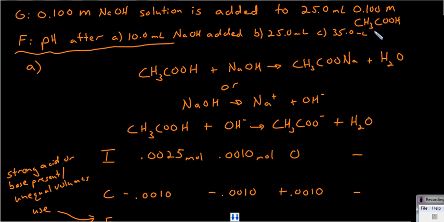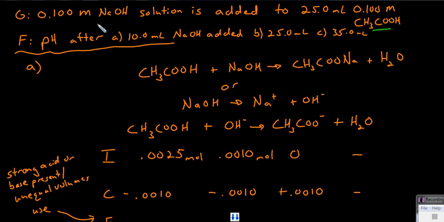Consider a case in which you have a weak acid, which is titrated by a strong base. Check what the pH might be after the addition of only 10 mL of 0.1 molar sodium hydroxide solution to those 25 mL of 0.1 molar acetic acid solution. Then check the pH after the addition of 25 mL of sodium hydroxide and then 35 mL of sodium hydroxide.